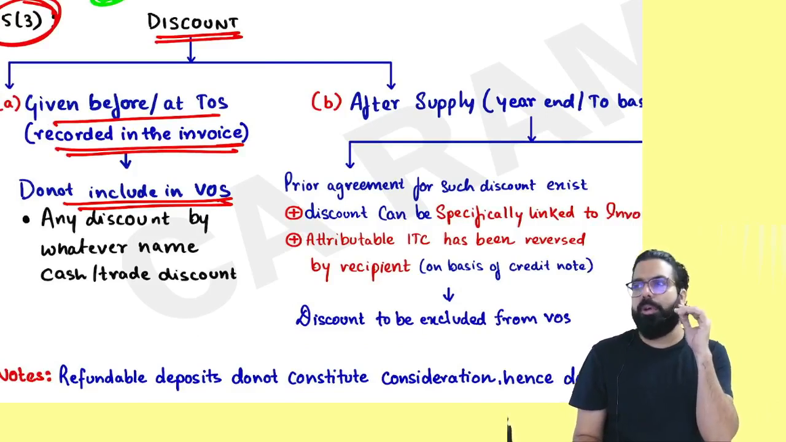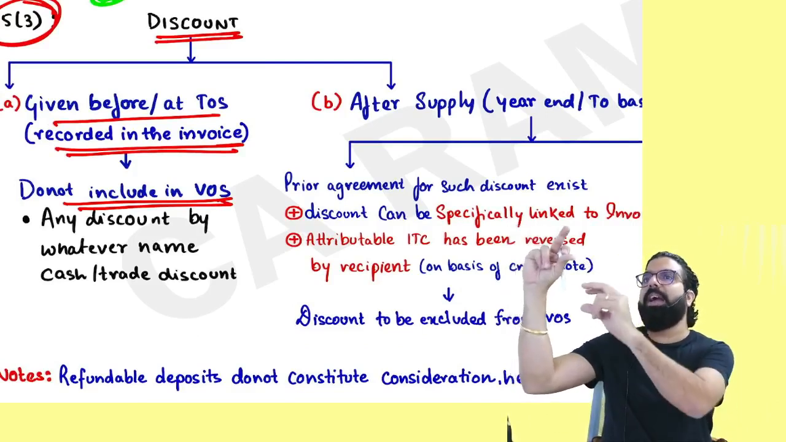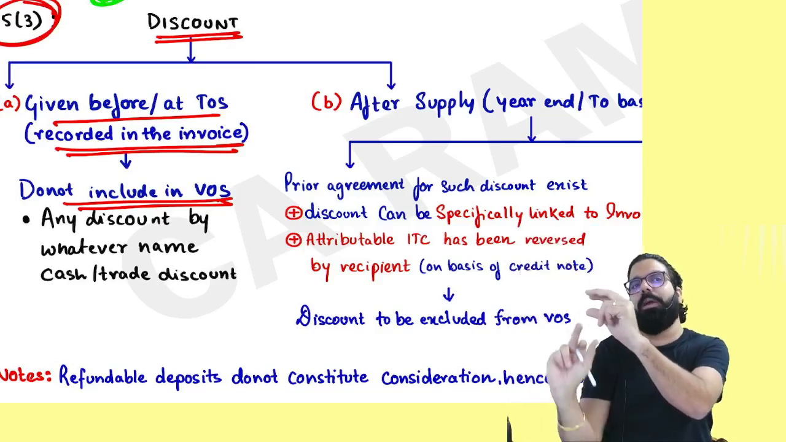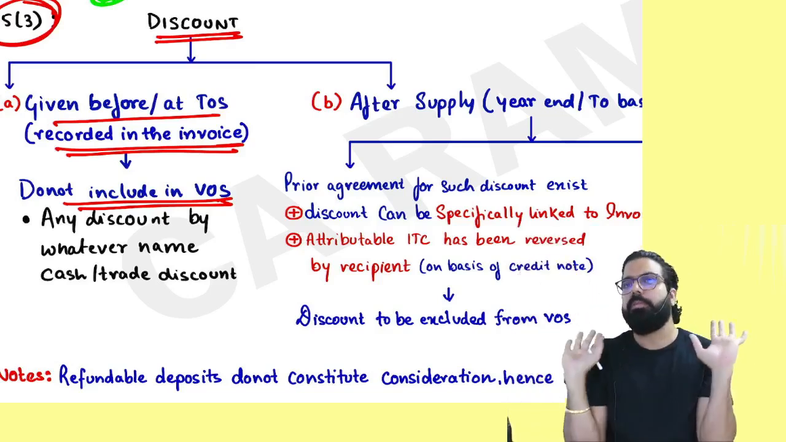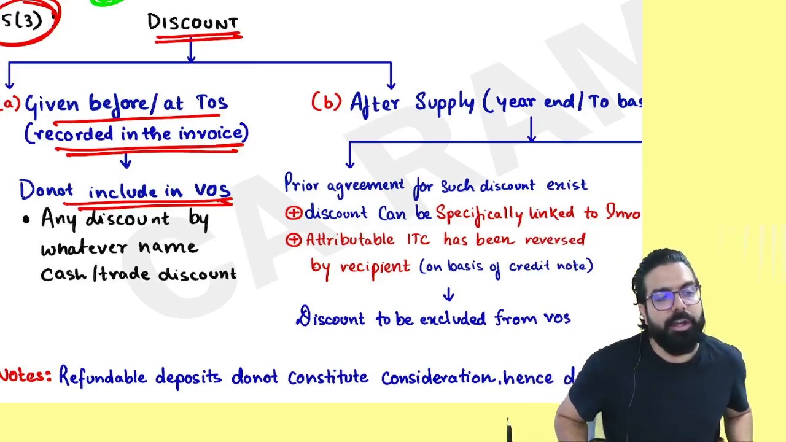I sold you one jeans pant worth 10,000 rupees and gave you an immediate discount of 2,000 rupees. What is my value of supply? 8,000 rupees. Is my point clear? I will charge GST on 8,000.